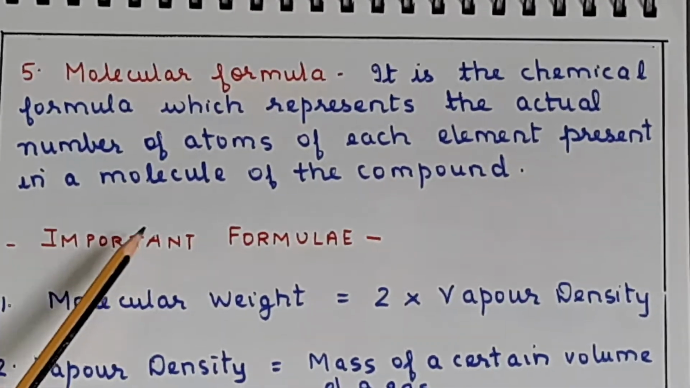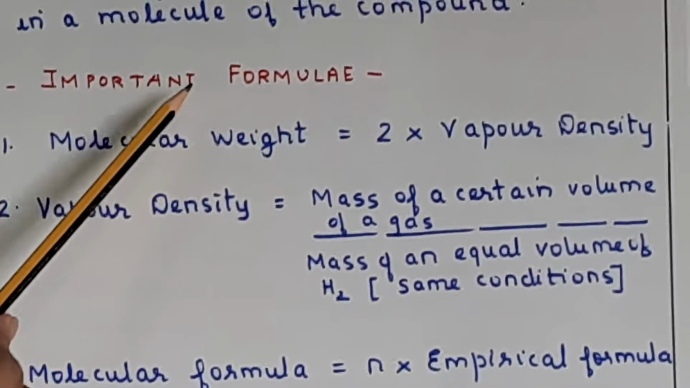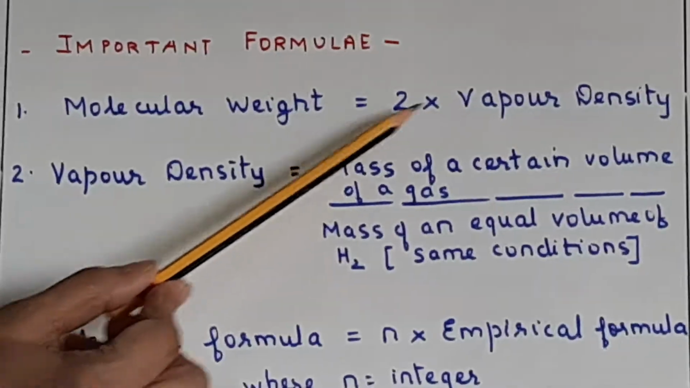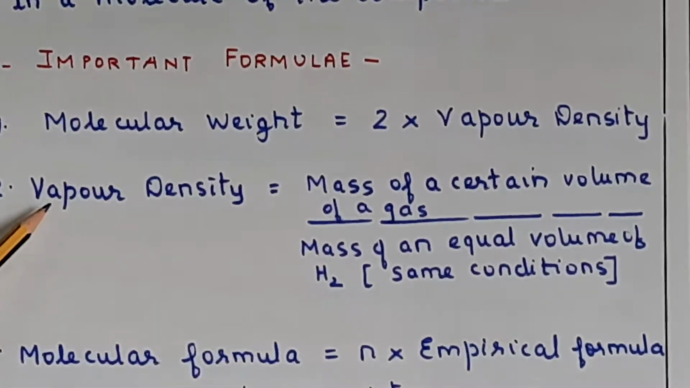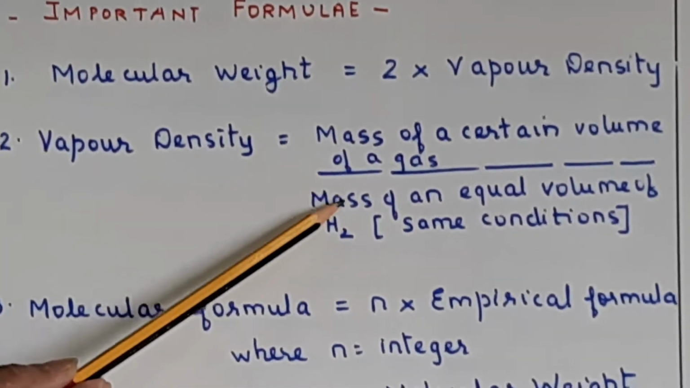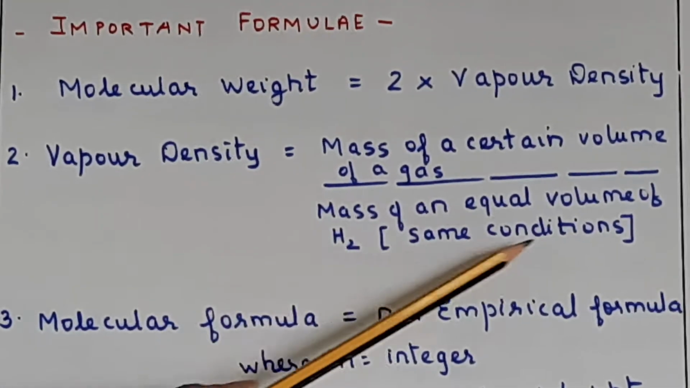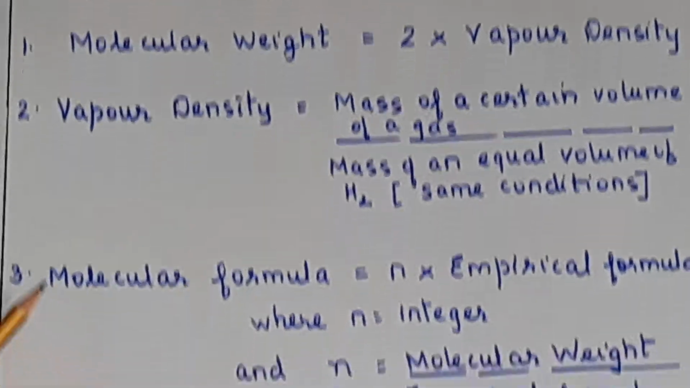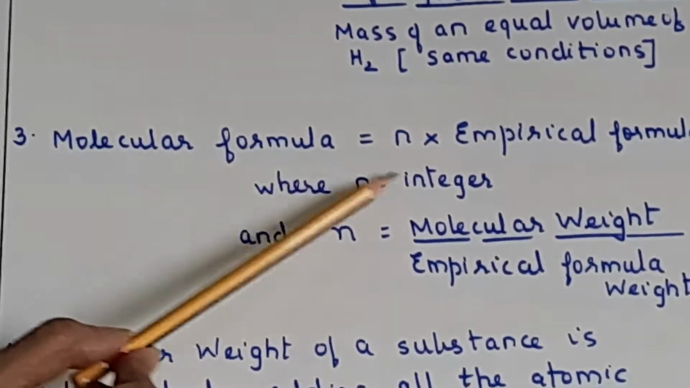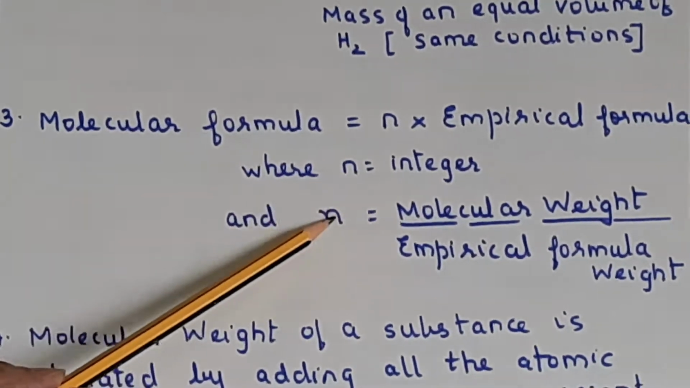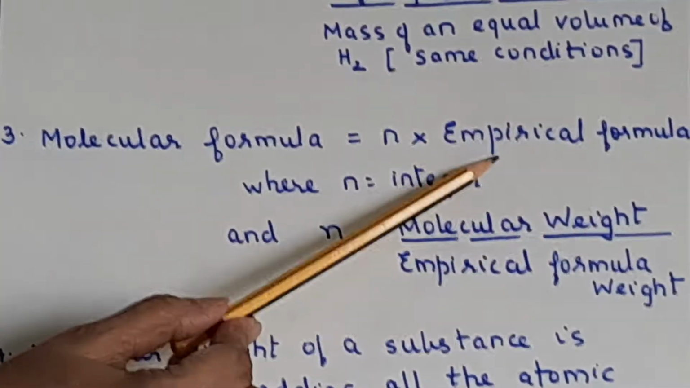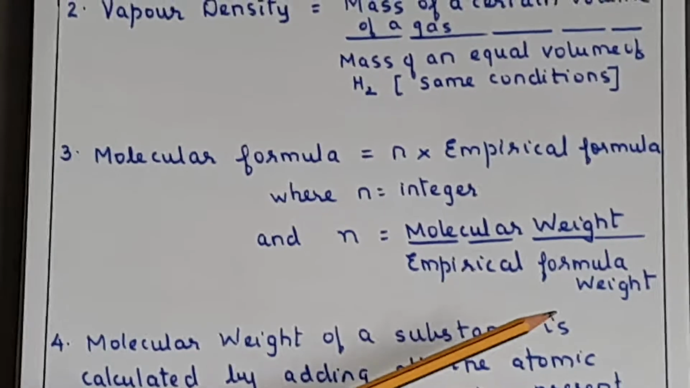Now we will list some important formulae which you will be required to use when you are solving the numericals. First, molecular weight is 2 into vapor density. Second, vapor density is equal to the mass of a certain volume of a gas upon the mass of an equal volume of hydrogen under the same conditions. Third, molecular formula is equal to n into empirical formula, where n is an integer. And how do you find n? n is nothing but molecular weight upon empirical formula weight. How to find the empirical formula I will be explaining in the subsequent session.